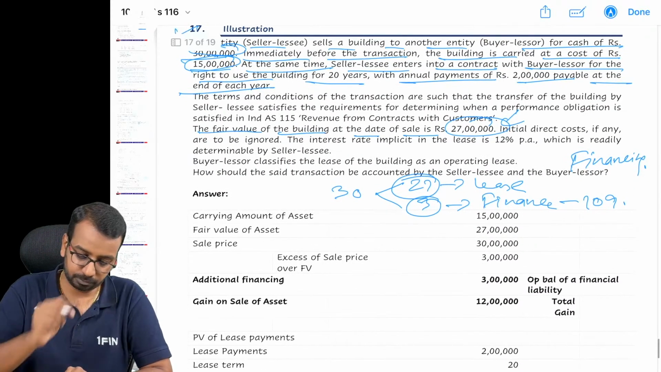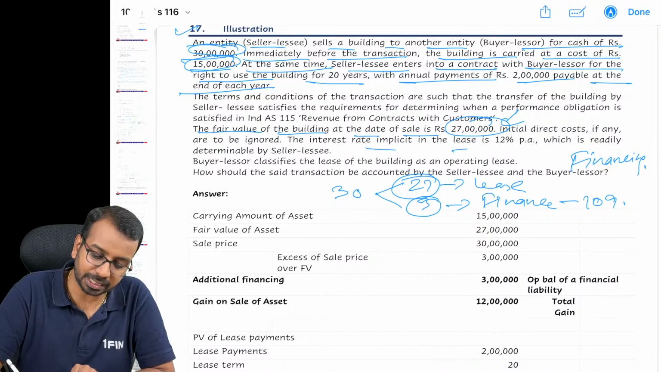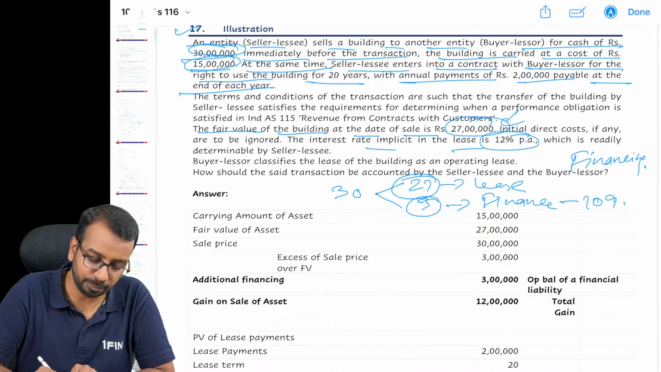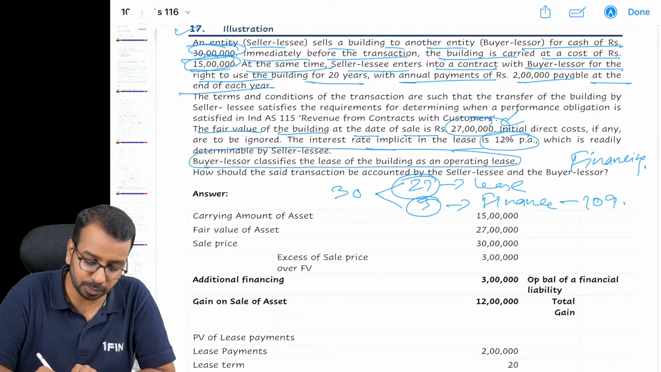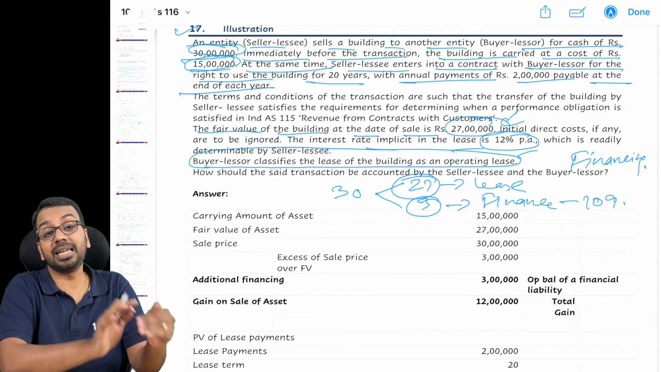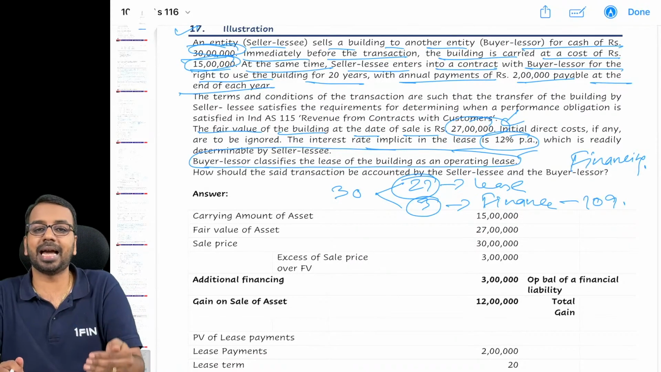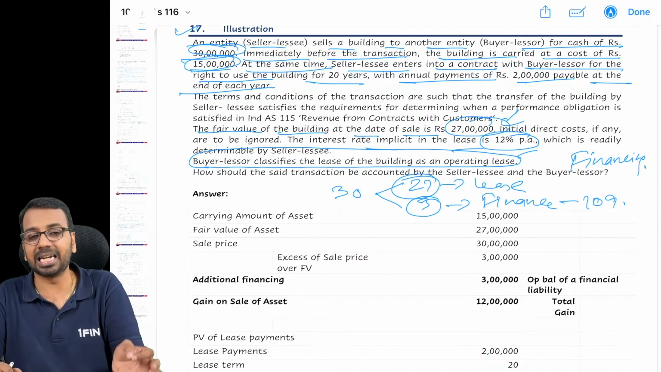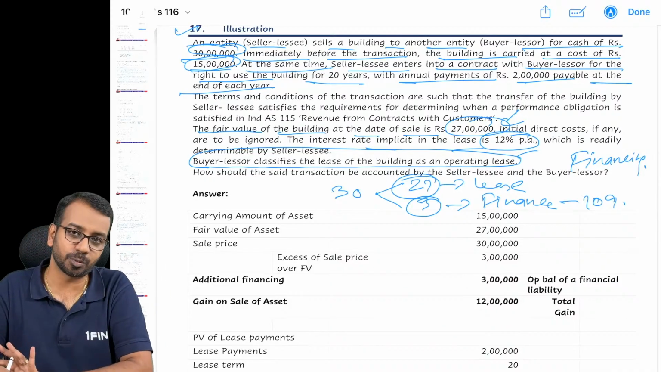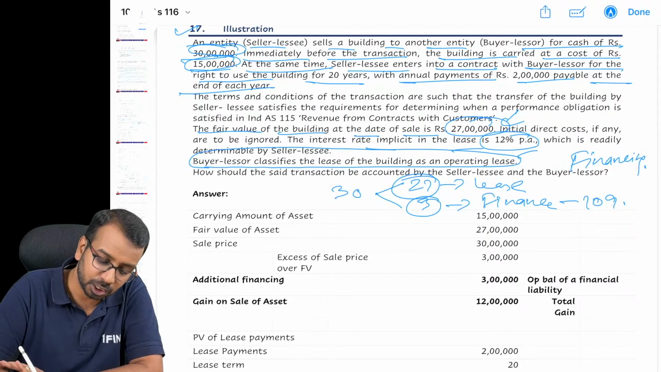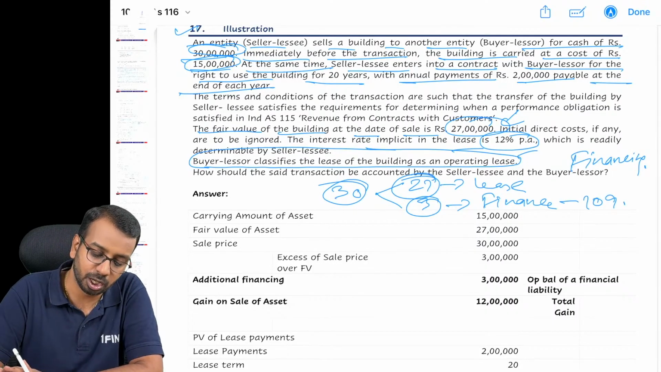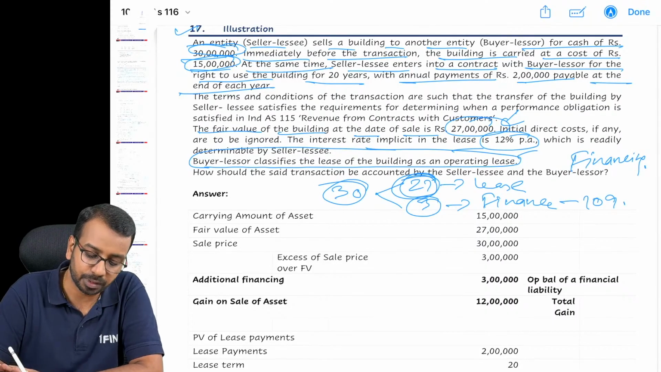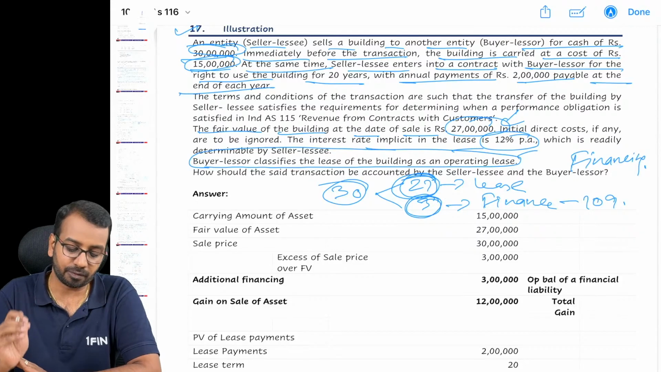Okay. Then the interest rate implicit in the lease is 12% per annum and the buyer classifies the lease as operating lease. This is important because if it is a finance lease in the books of the buyer, then in that case control has not passed, the control test fails and we will account for it as a financing arrangement. Okay. So here what has happened? 30 lakhs is the consideration, 27 lakhs is the fair value of the building and 3 lakhs is for financing.